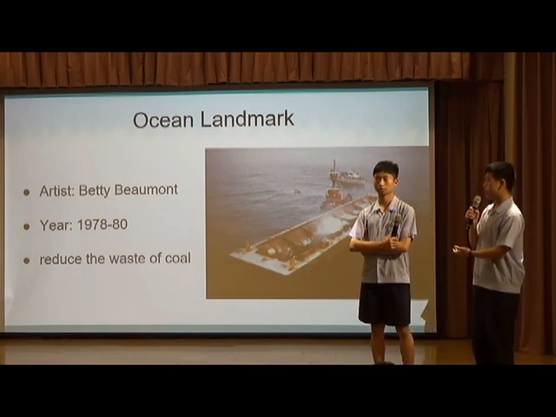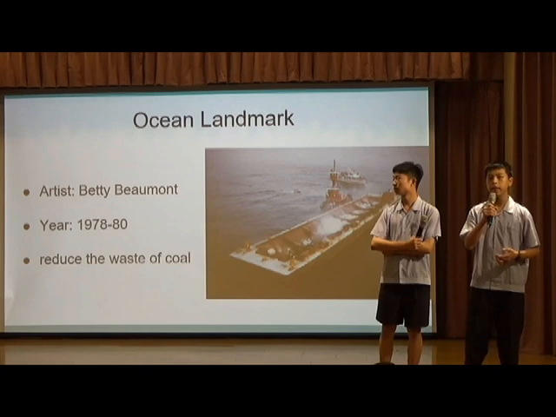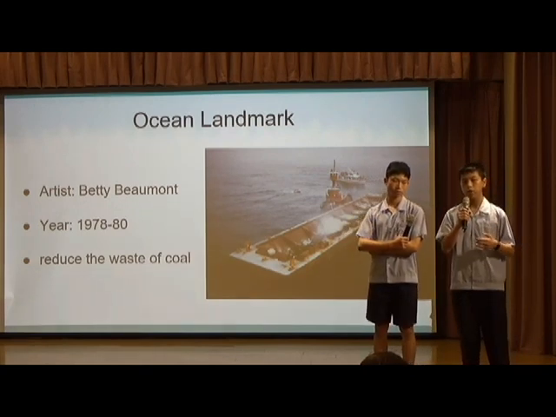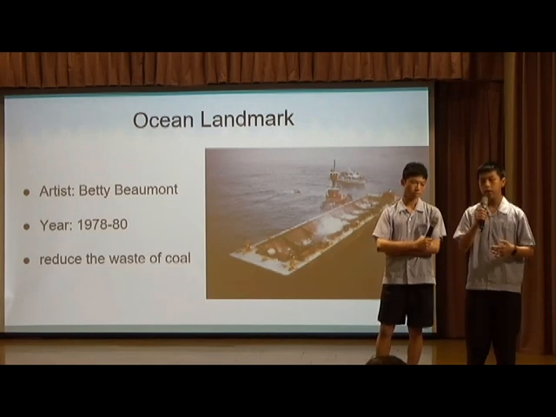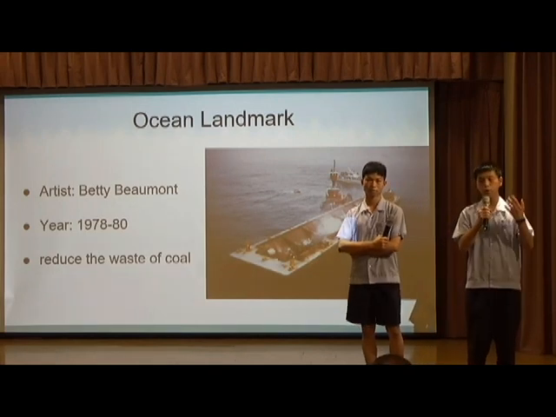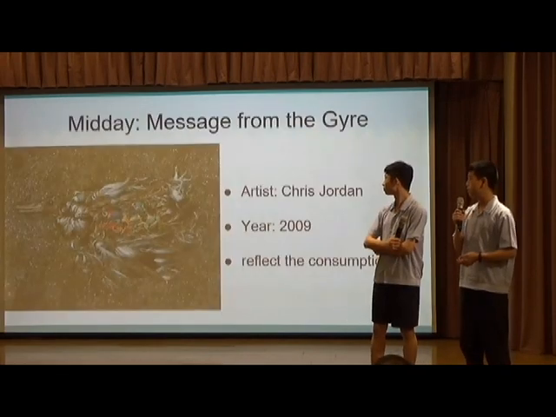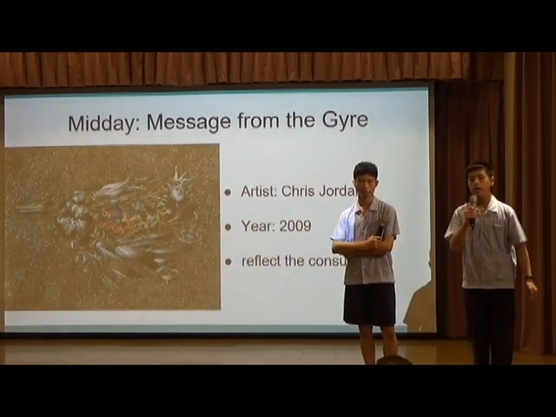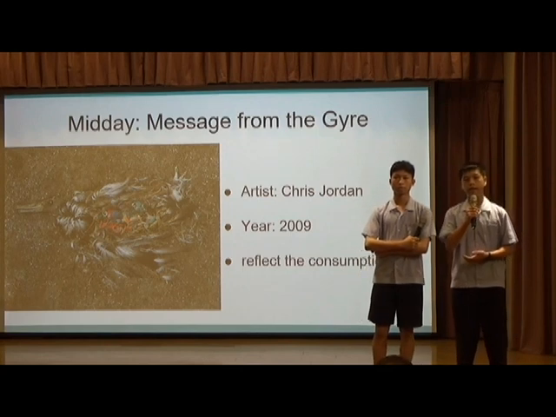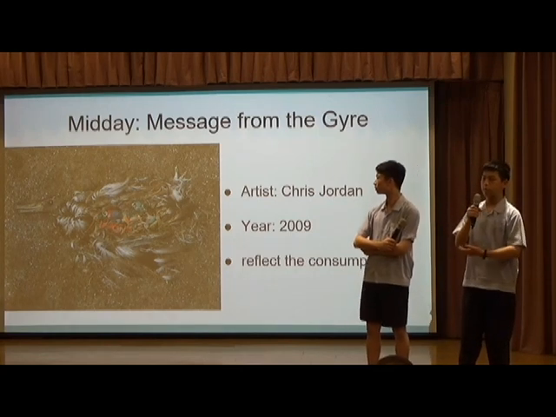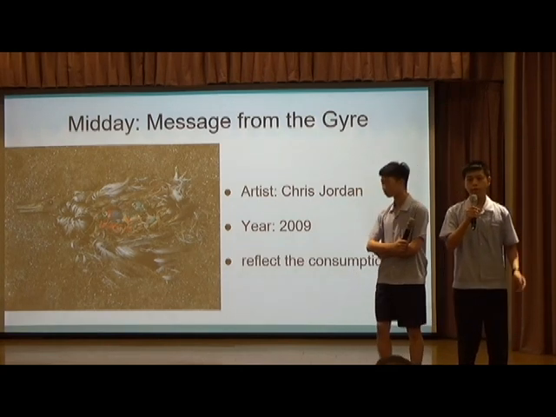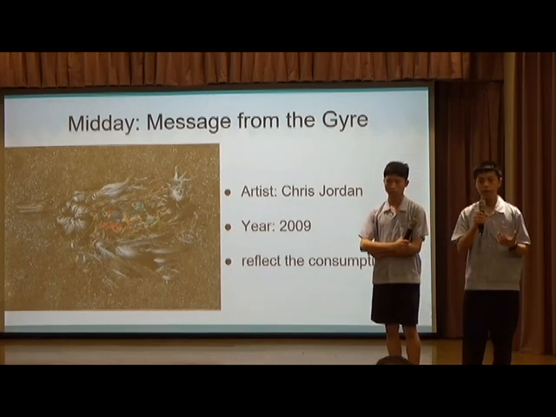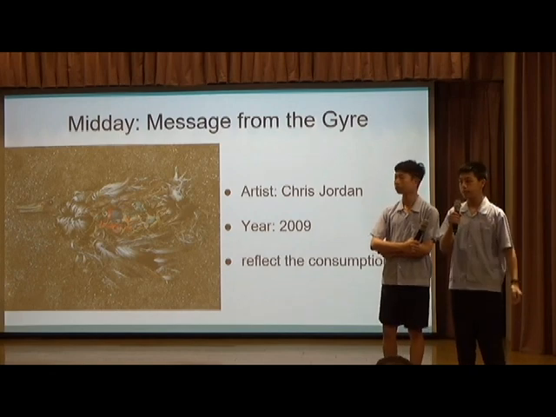In this picture, we can see that there's a ship, and we all know that ships waste a lot of coal. So to solve this problem, she wanted to make this picture to tell everyone the importance of reducing coal. The next one is by an artist named Chris Jordan. In this picture, we can see that there's a bird and also some trash inside its body. So this picture reflects the consumption of a lot of materials that we actually use every day.